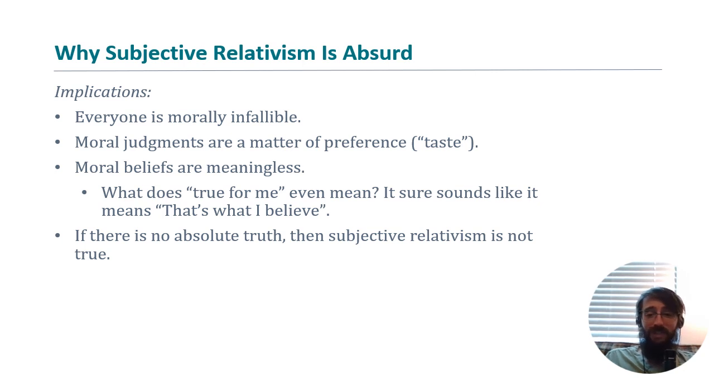Not everyone believes it, in which case the view itself isn't true in an absolute sense. It can't be, by the very nature of what the view is, true in an absolute sense. So if it's not true in an absolute sense, why accept it? Why believe it? So all of these implications seem to show just how ridiculous subjective relativism really is.